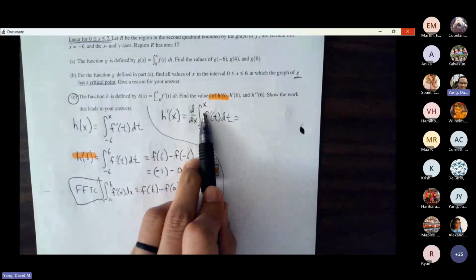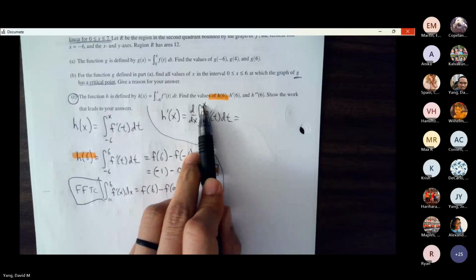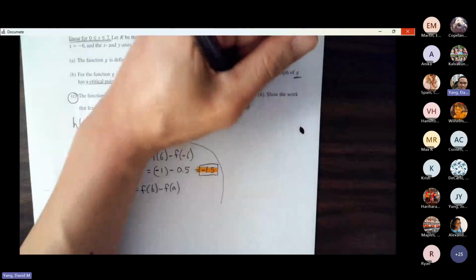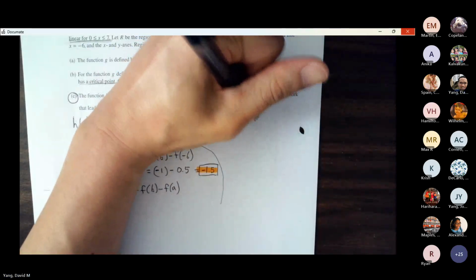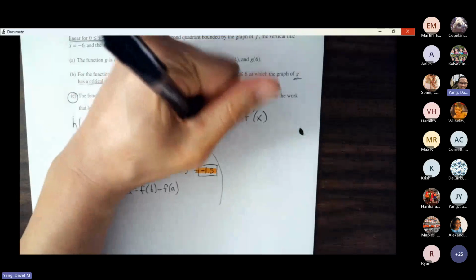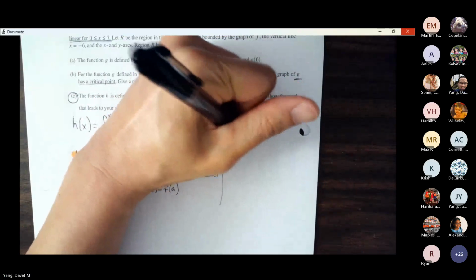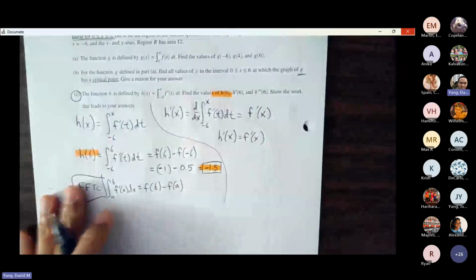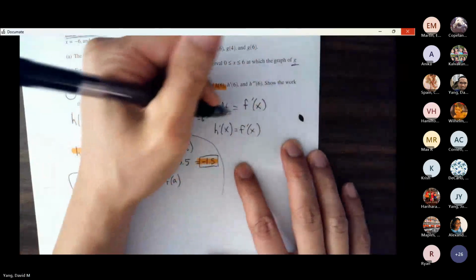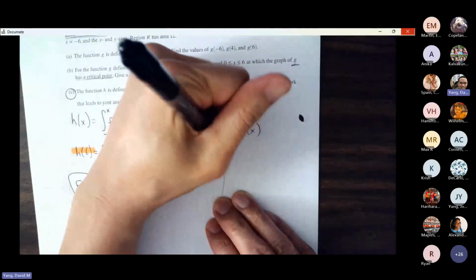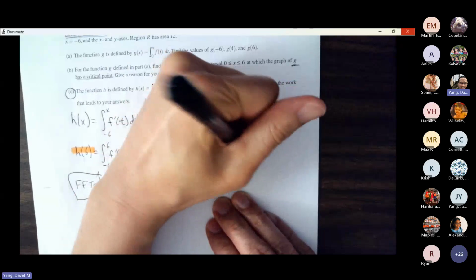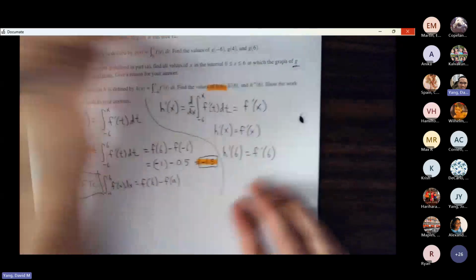We know these two operations cancel out. Just the upper bound gets plugged in. So we're just having f prime of x. So h prime is simply just f prime. So should be an easy connection there. So that means h prime of 6 is simply f prime of 6.